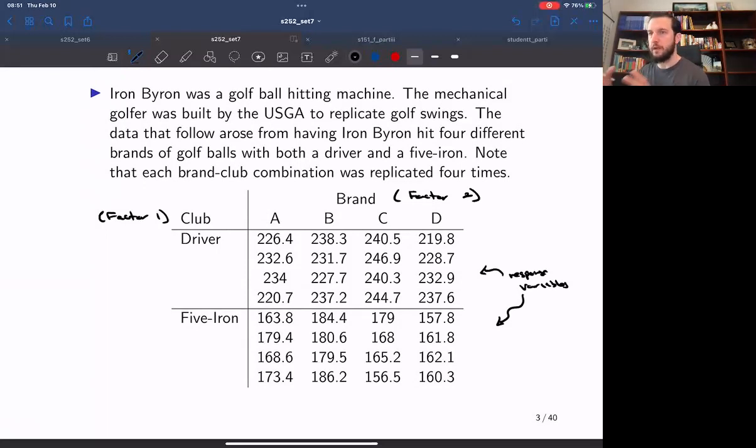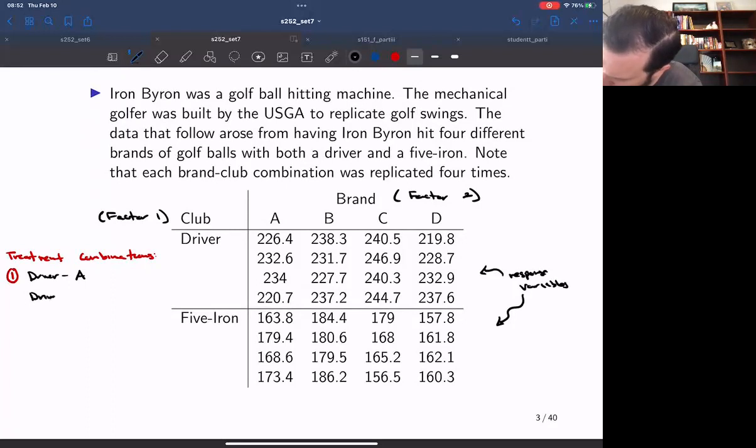I mentioned before that we had those treatment combinations. The treatment combinations essentially represent the interacting levels of the two factors. Okay, so for example, we had 8 treatment combinations. So one of them would be the driver and golf ball brand A. The second one would be the driver and golf ball brand B. Then we would have driver, golf ball brand C. And inevitably we would end up with the 5-iron and golf ball brand D.